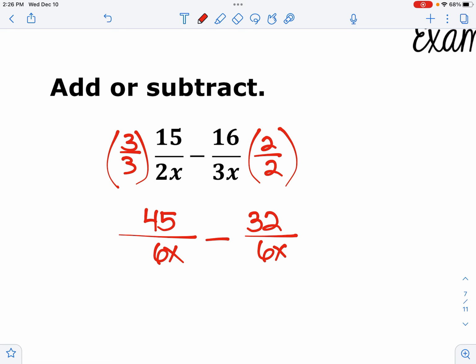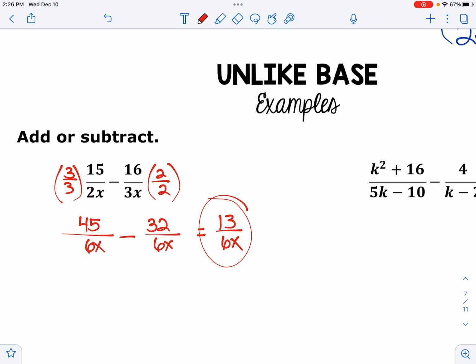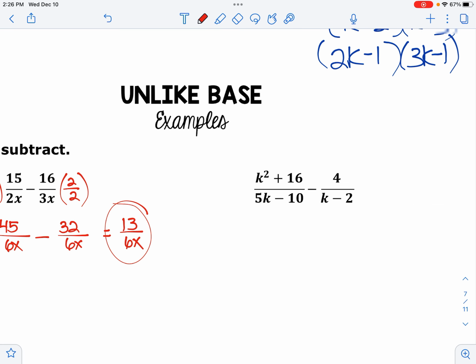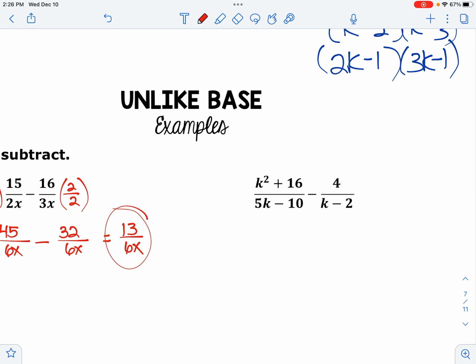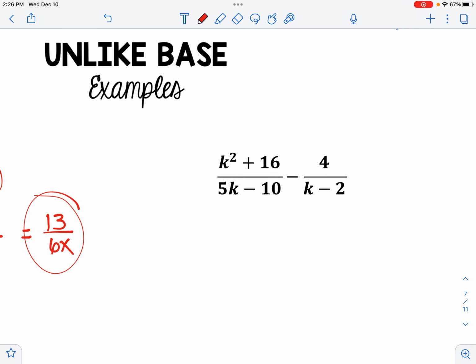Okay. So now if I subtract that, I get 13 over 6x. That's reduced already? Done. Okay. So that's kind of how that works. But it's not always that simple. So sometimes it'll get a little bit harder. We're going to try a couple of other ones here just to make sure. But sometimes you may have to factor the denominator just to make sure that you're in good shape.